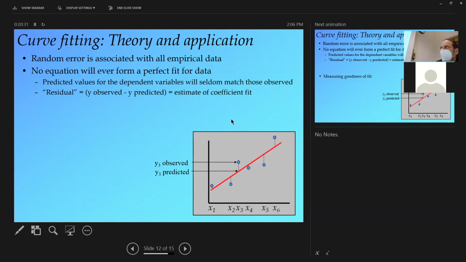And the difference between your observed and your predicted is called a residual. Some of you will remember that from statistics courses. If you subtract your predicted from your observed, you're getting a residual, and we're trying to minimize the residuals in any curve fitting operation that we undertake. That's our goal.